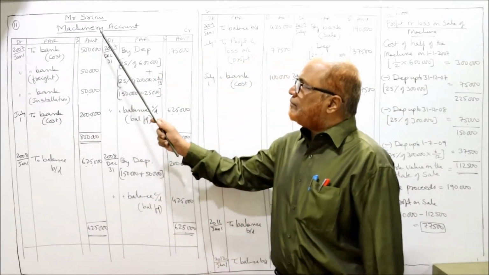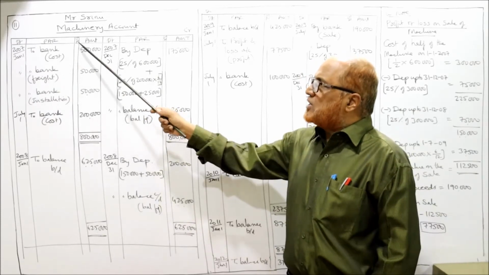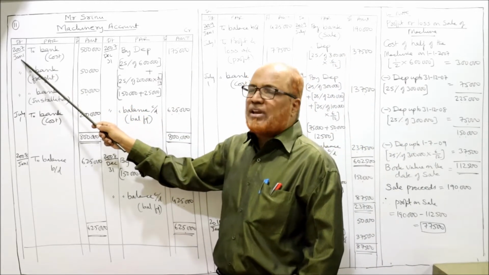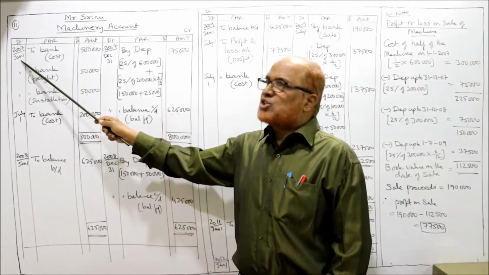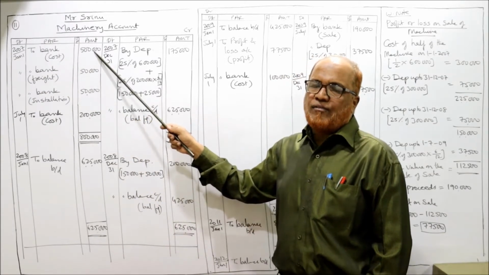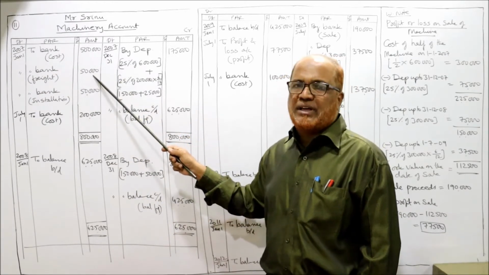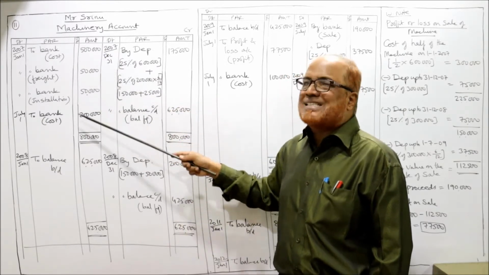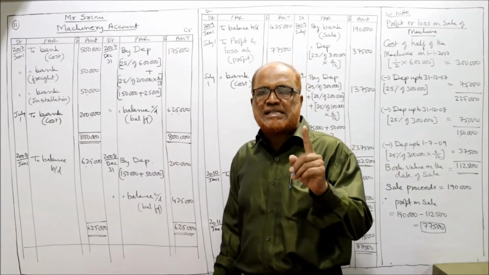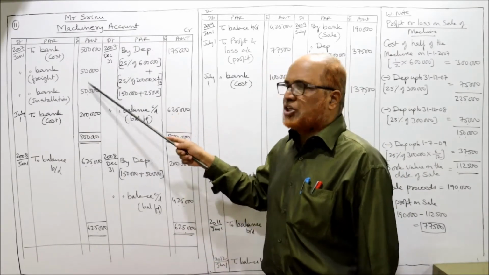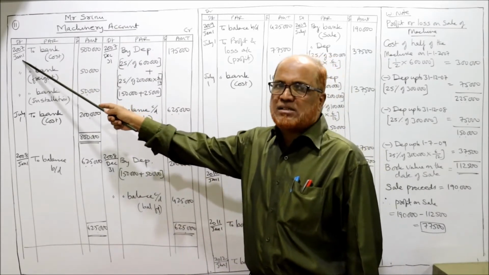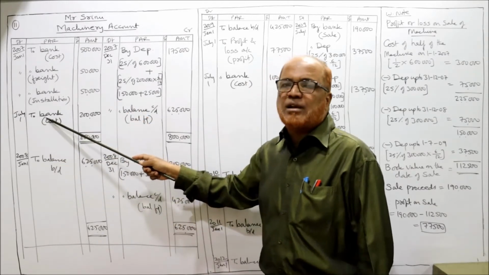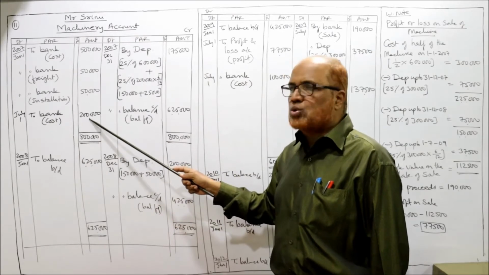Now see carefully. Machinery account: date, particulars, JF, amount on the debit side and the credit side. On the debit side, 2007 January 1st, the first machine is purchased, to bank, cost 5 lakh. For purchasing this machine, freight charges 50,000 and installation charges 50,000 are paid. 5 lakh plus 1 lakh, 6 lakh rupees is the total cost of the machine. Now, July 1st, same year 2007, another machine was purchased. The cost of the machine is 2 lakh.